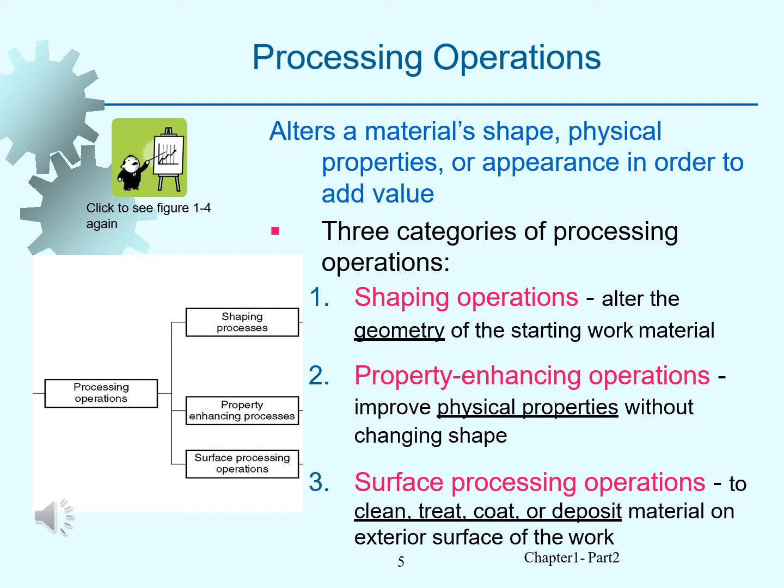Property enhancing operations. This will be in the discussion forum. Come up with an example of this. You change the physical properties without changing the shape. So it stays the same, you just change the properties of it. And by properties, we mean somehow the chemistry or the mechanical properties of it, something changes about it without changing shape. And surface processing operations.